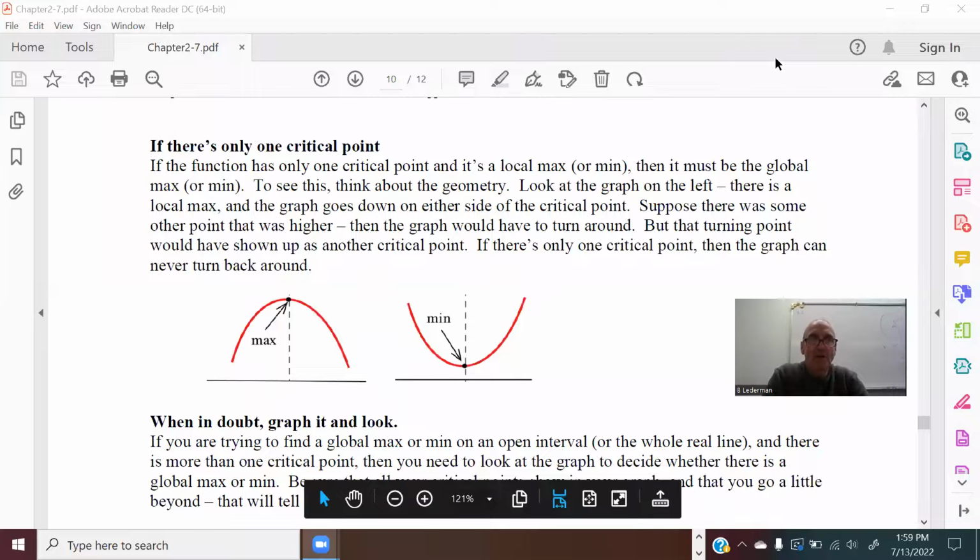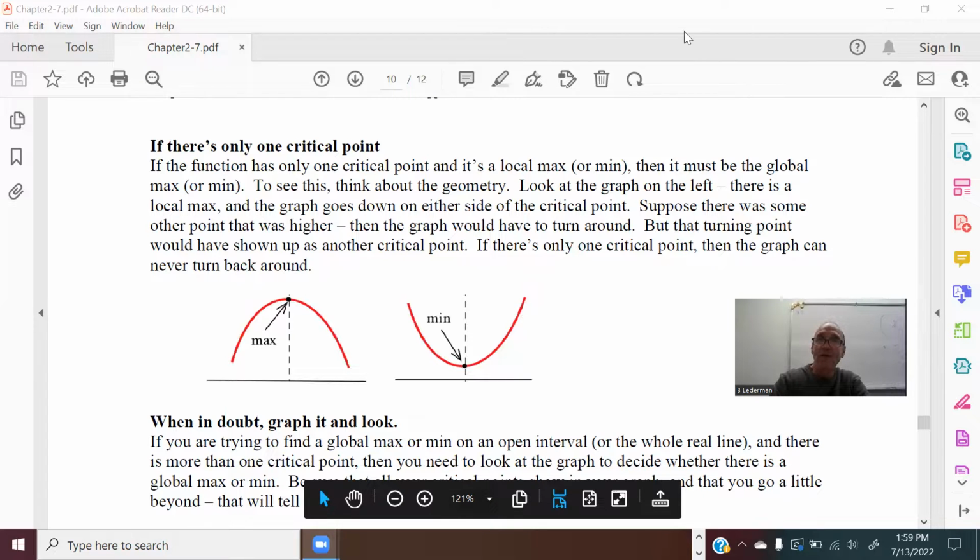Our textbook makes an interesting point here: if there's only one critical point and that critical point is a max or a min, then that local max or min also has to be a global max or min. The reason is that if this max is the only critical point, the function is going to go down forever, because if the max is not the absolute max, in order for an endpoint to be higher, the function would have to turn around and go back up. But that would create another critical point, and this is the only one. So that's kind of an interesting, geometrical idea.